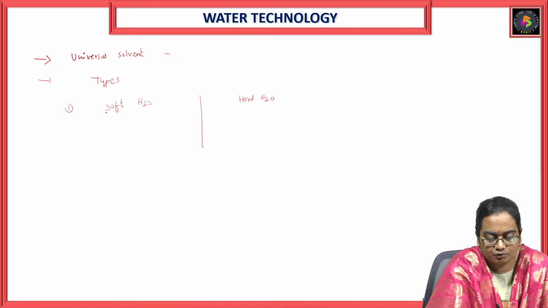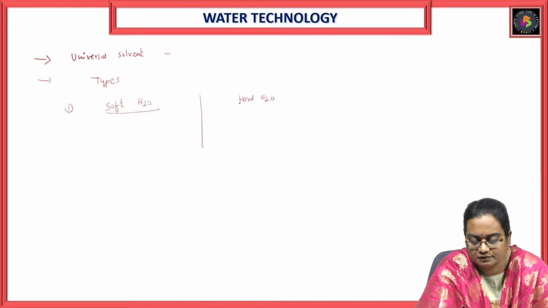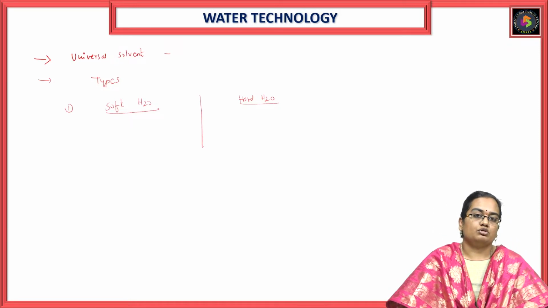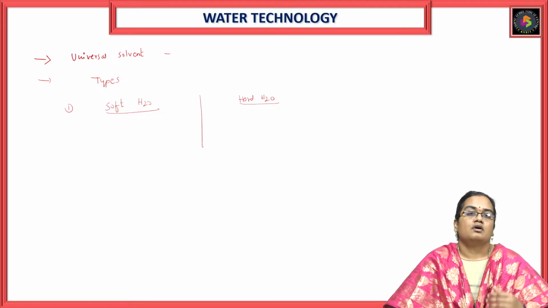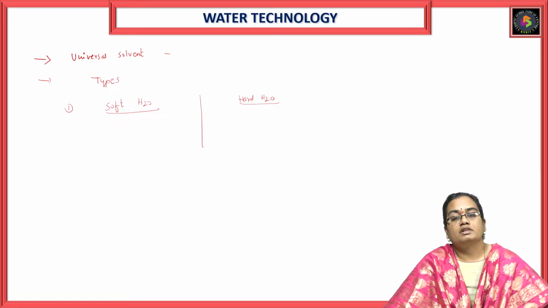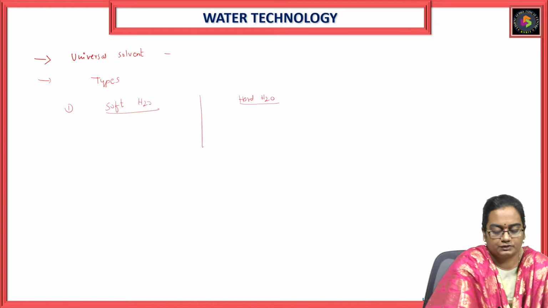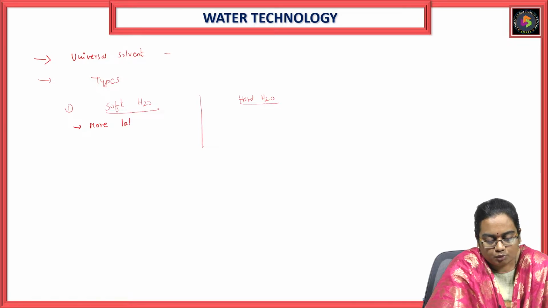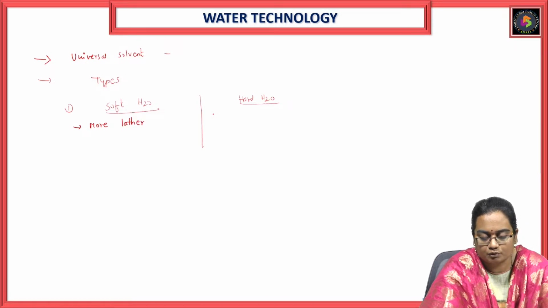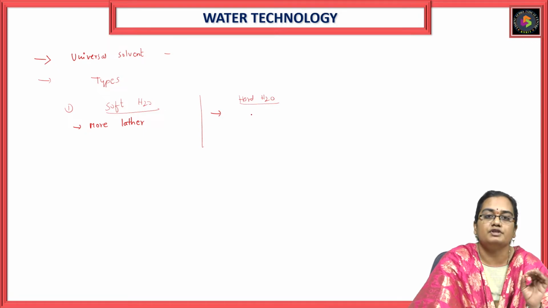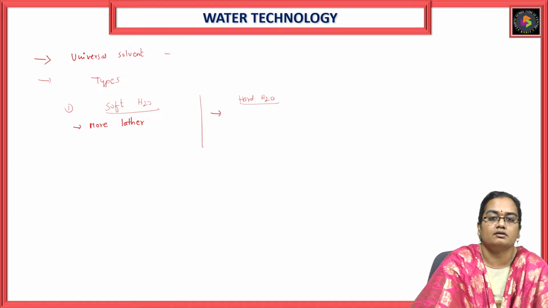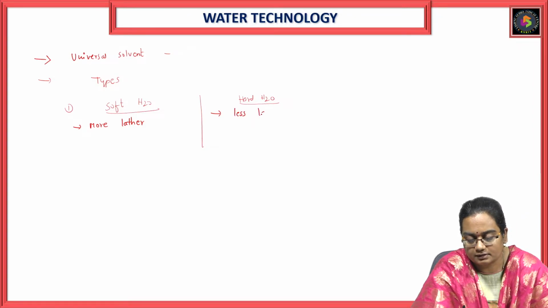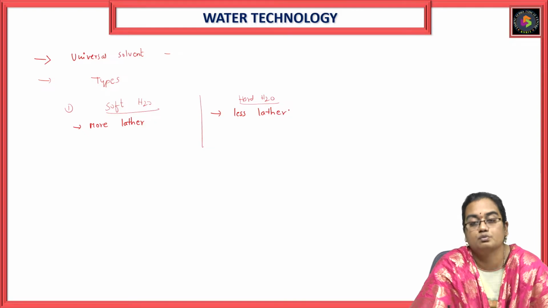So what do you mean by soft water? What do you mean by hard water? First we will discuss this topic. Soft water: when we wash our hands with soap, the water which gives more amount of lather with the soap is known as soft water, and the water which gives less amount of lather with the soap is known as hard water.